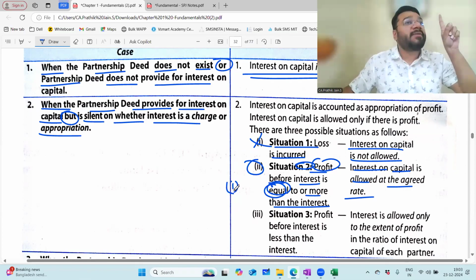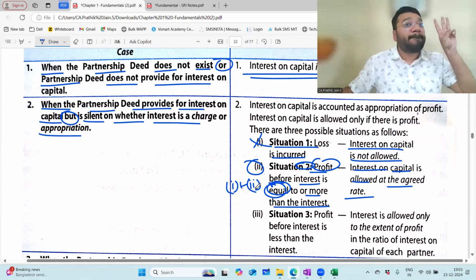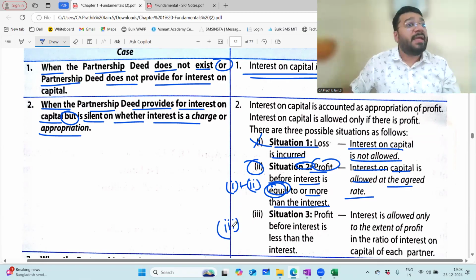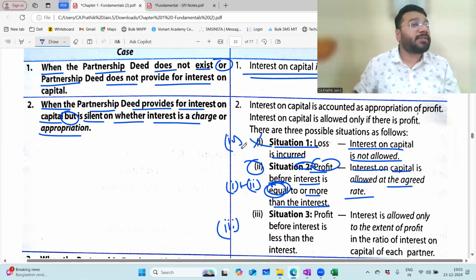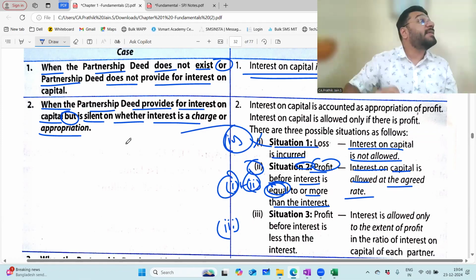This is case 1 for us. Then profit is equal to item of appropriation. Case 2. Then what is case 3? Profit is less than item of appropriation. This is case 3 for us. And case 4 was? Loss. So case 1, 2 and 4 we have done. Now come to case 3.